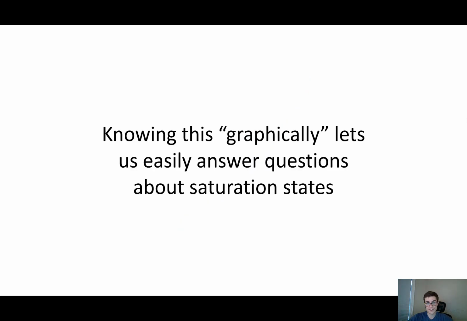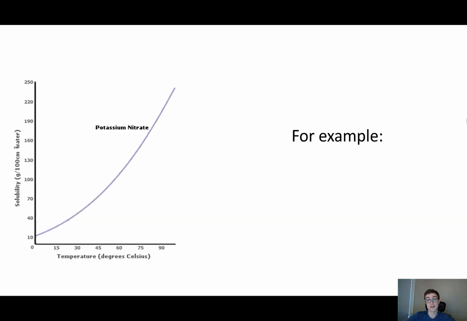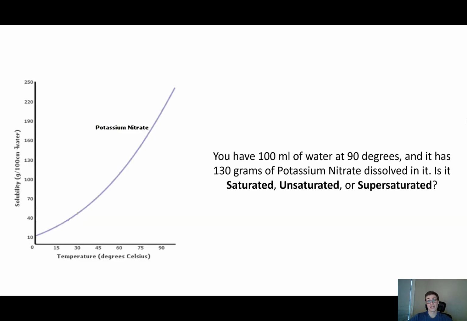So knowing this graphically, it lets us easily answer questions about whether a solution is saturated, unsaturated, or supersaturated if we have some numbers. So for example, this is the kind of question you can get. If you have 100 milliliters of water at 90 degrees and it has 130 grams of potassium nitrate, is it saturated, unsaturated, or supersaturated? Well, first let's look at the numbers.